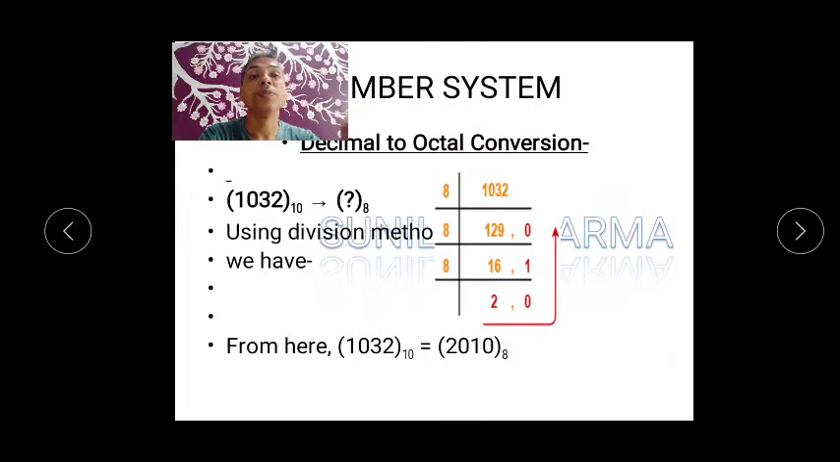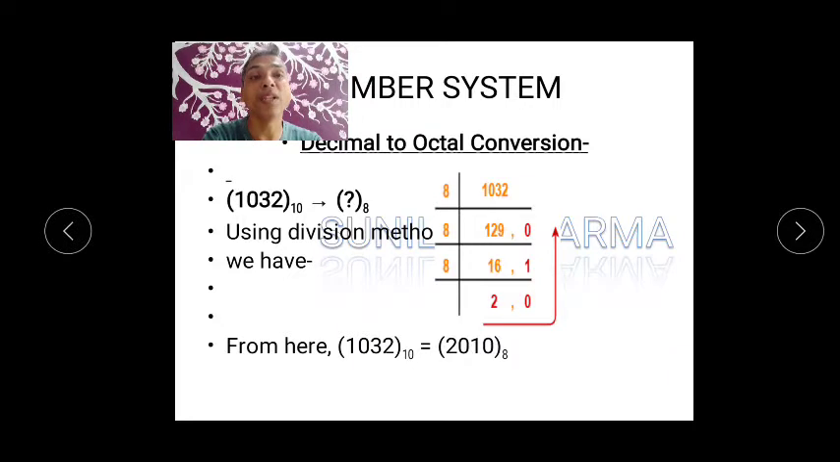Decimal to octal. So this is your number in decimal, you have to change it to octal. So can you see 8 divided into 1032? This is your quotient and this is your remainder. We are interested in the remainder part. Then 129 again divided by 8, so this is your quotient, but this time we got a remainder of 1. Now can you see 8 2s are 16, so remainder is 0.